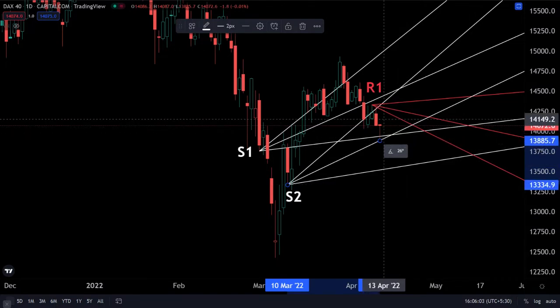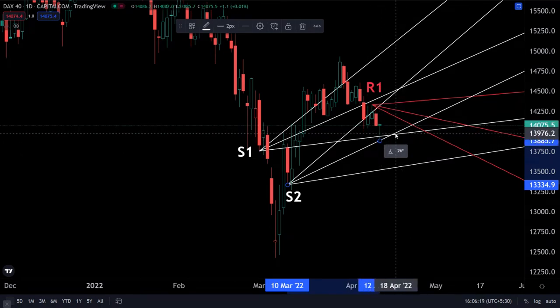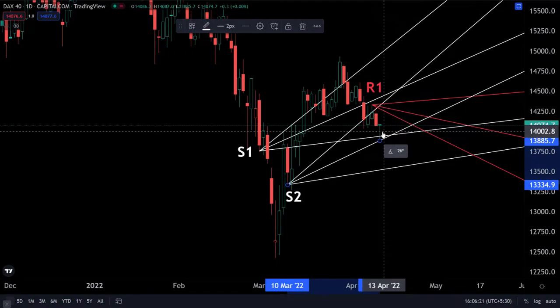So as you can see, there's a tight range from 14,180 to 13,890. I expect DAX to remain in this range today, so trade accordingly. You can use multiple strategies to exploit this range-bound movement of the DAX.